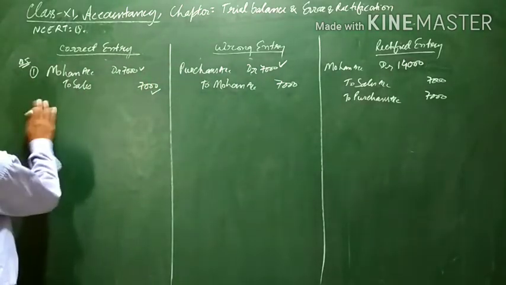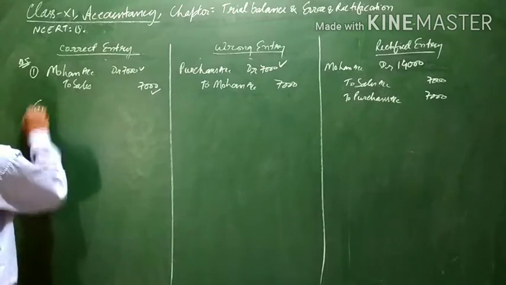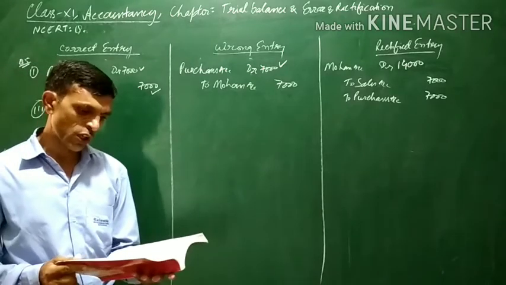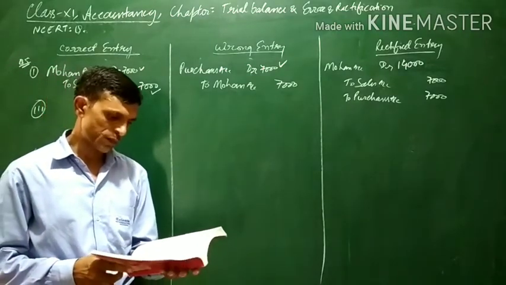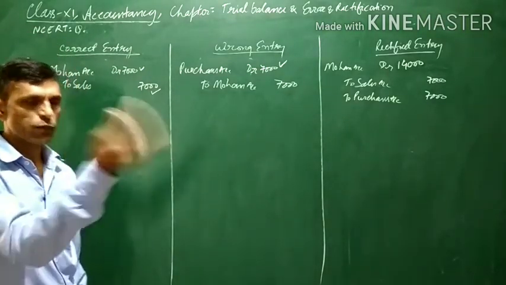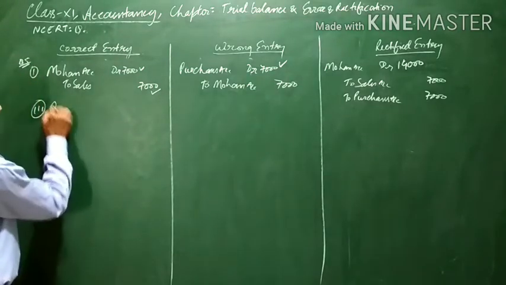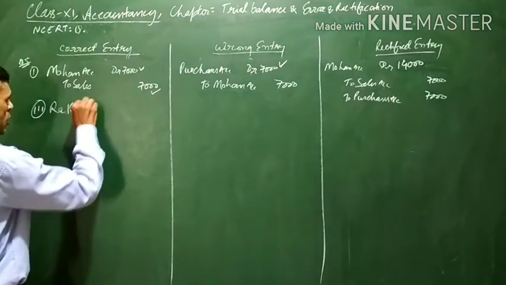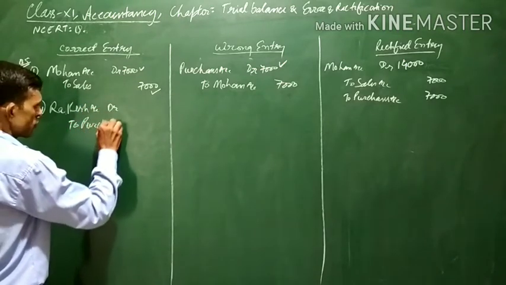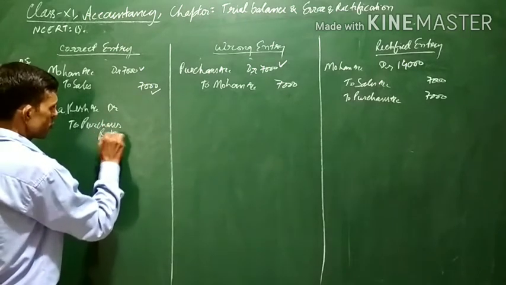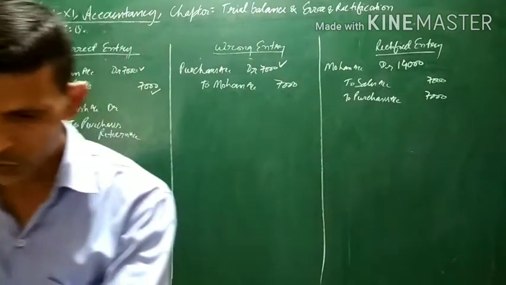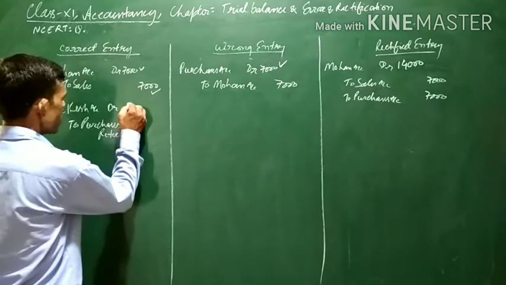Let us do the second entry also, third. Instead of second, let us do the third one here. Goods returned to Rakesh, 4,000, were recorded in the sales return book. Now goods returned to Rakesh. Goods have been returned means whatever we have purchased will be returned. So here the entry will be Rakesh account debit to purchases return account. The amount is goods returned to Rakesh, 4,000.